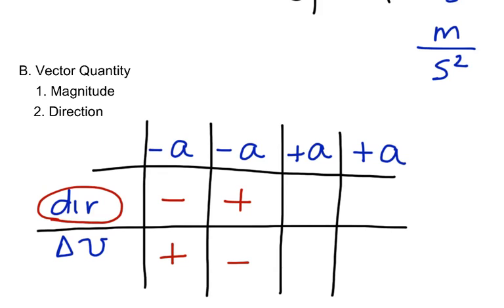So then what about positive acceleration? Well, you can have a positive acceleration if your direction is positive and the object is speeding up. Or you can have a positive acceleration if you have a negative direction and the object is slowing down. So you should memorize this table.